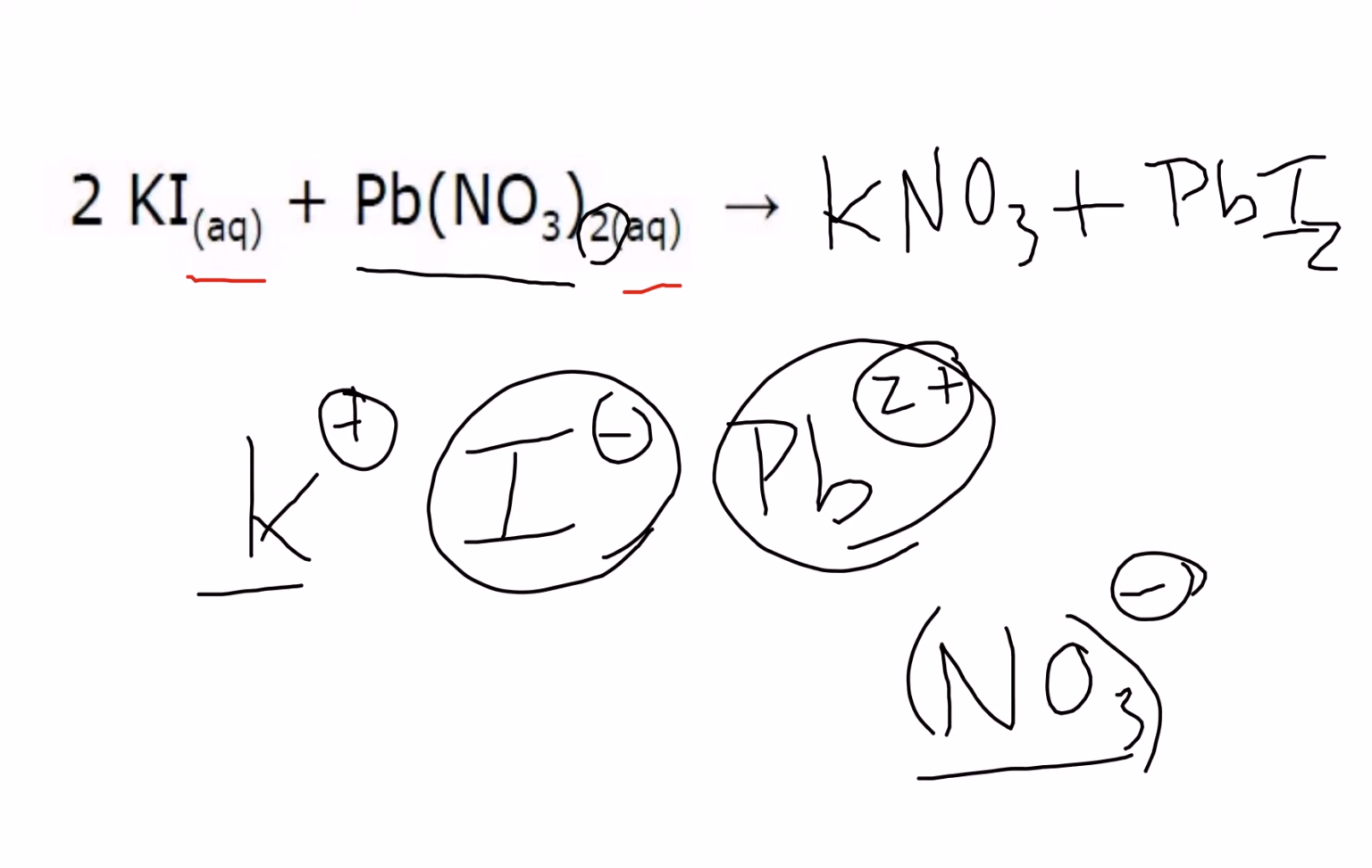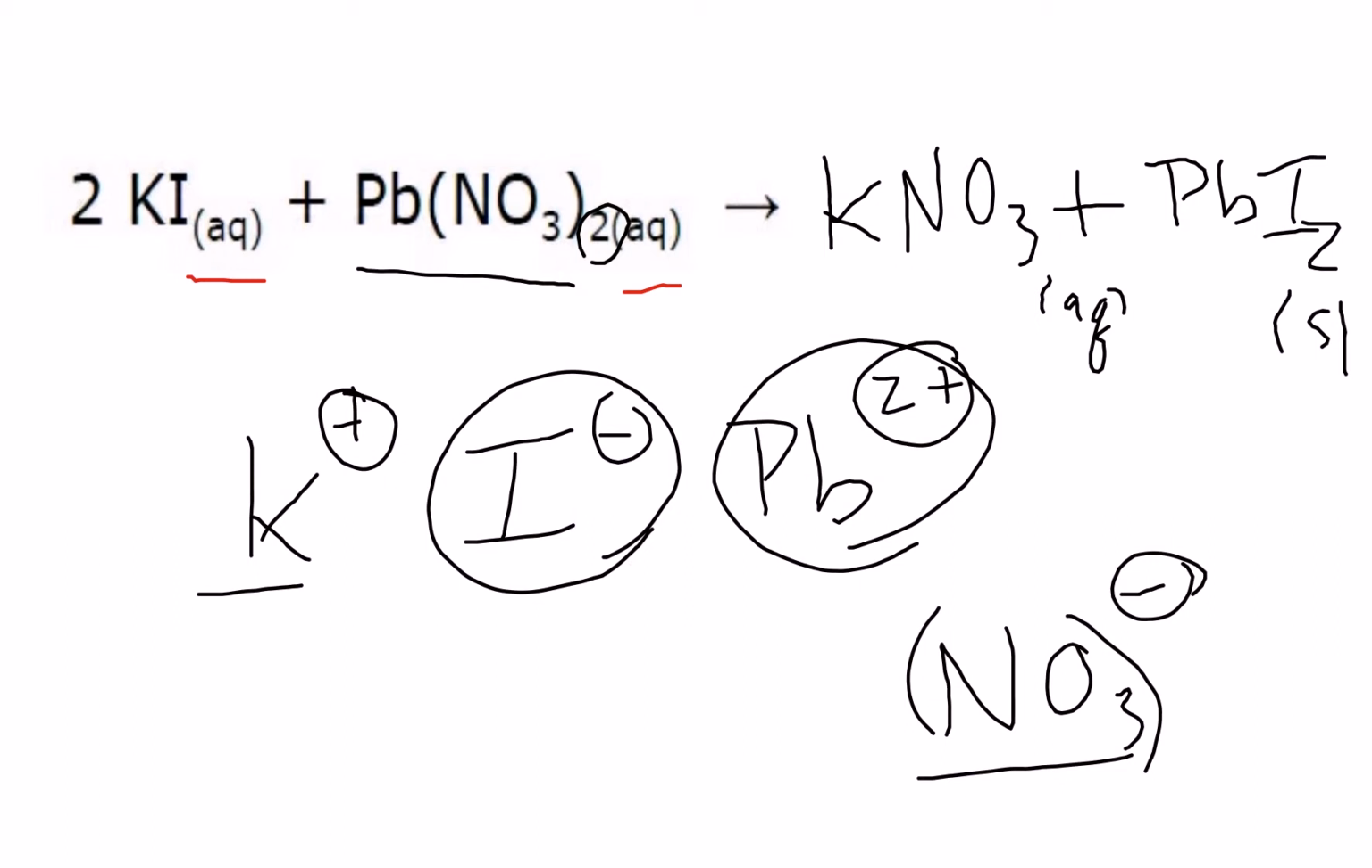So it so happens that nitrate is always aqueous. It will always break apart. However, the iodine has a couple exceptions, and one of them is lead. So this will actually form a solid state. Now I'm going to write this over neater on the next page.